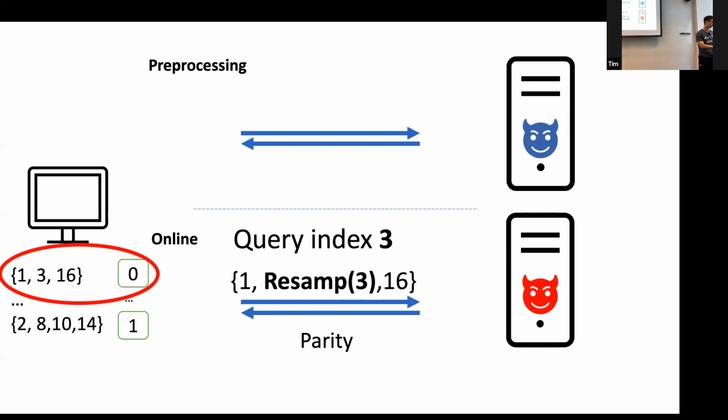And now it turns out that this set, in the view of the online server, is uniformly random. You can think about it as: we find a set that contains 3, and now we just resample this condition. And now this set is indeed uniformly random, and the online server can learn nothing. Okay.